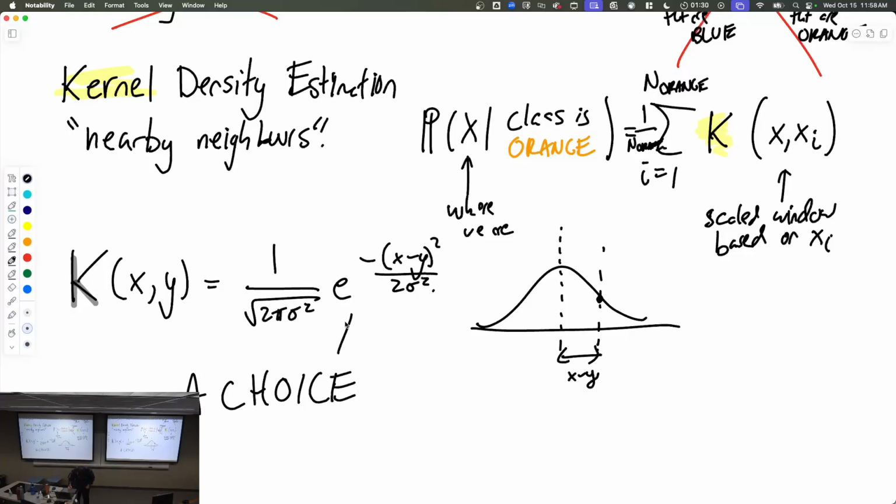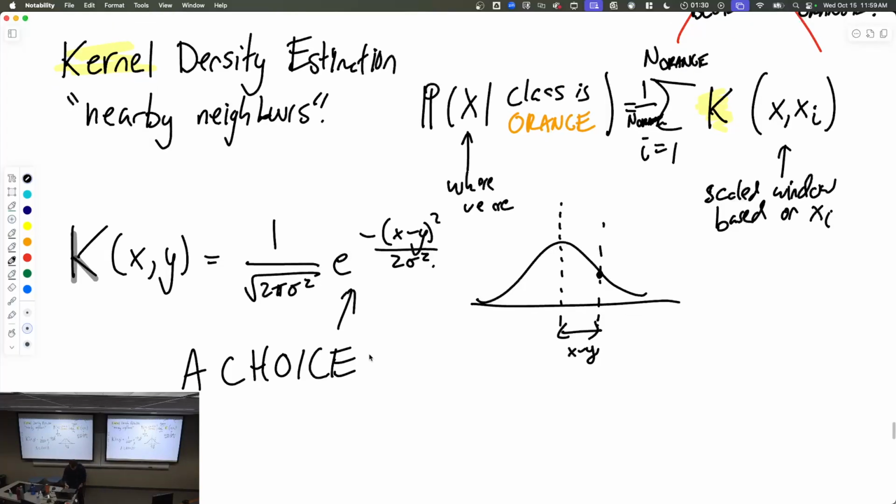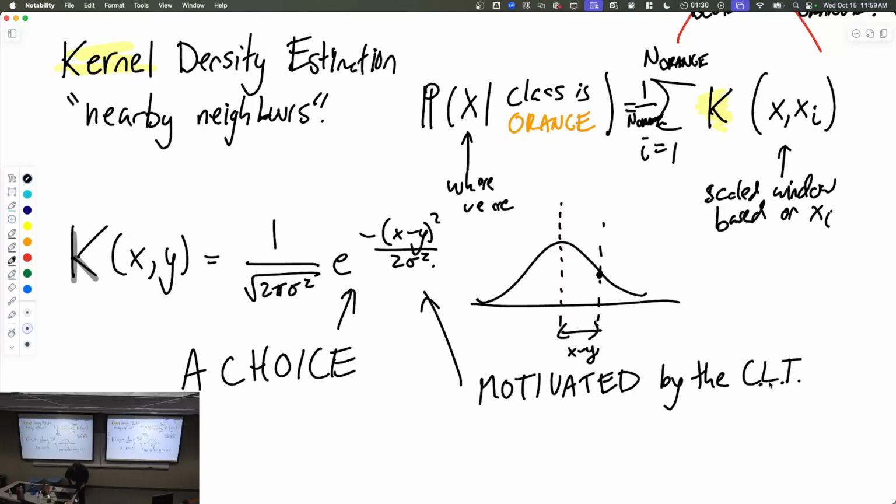Okay, why do people like the Gaussian one? There are some circumstances in which the choice of the Gaussian kernel is motivated by the central limit theorem. So if you think your x values come out of a process that is adding up a lot of things, this Gaussian one is good. This is motivated by the central limit theorem. So it sort of has some justification. All right, CLT for central limit theorem.